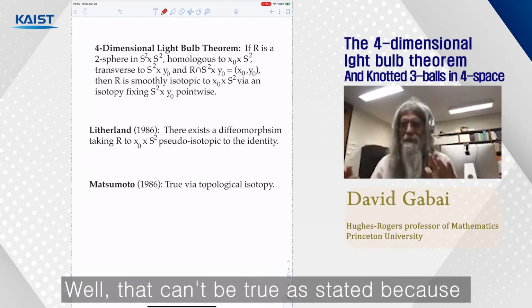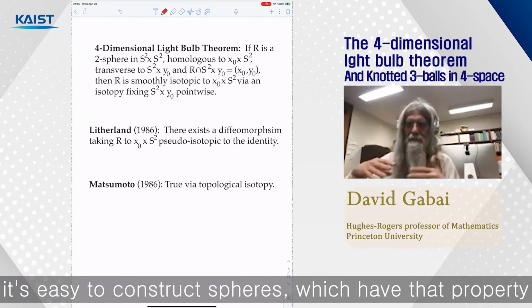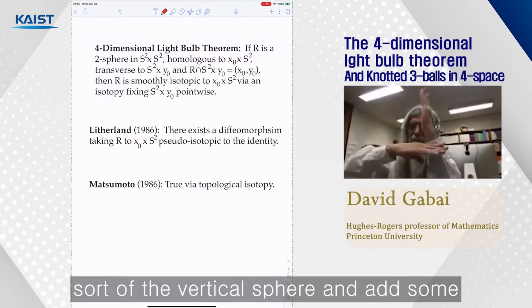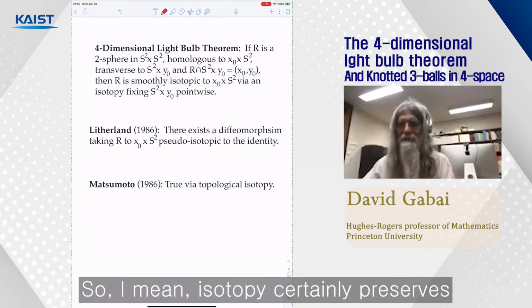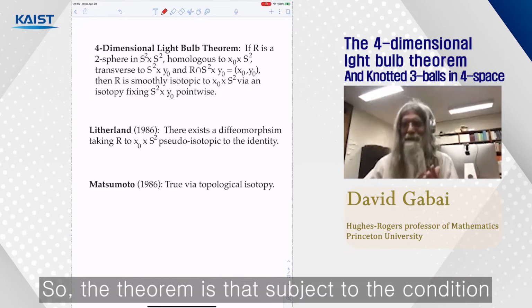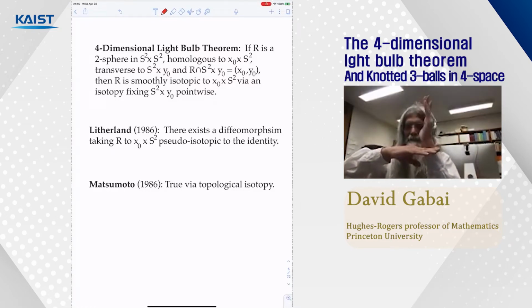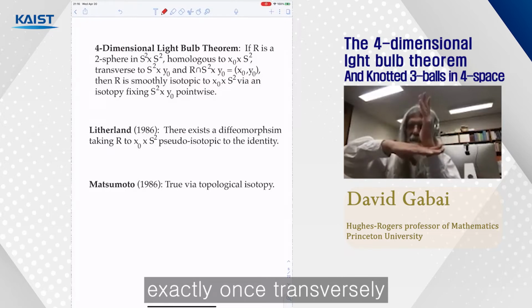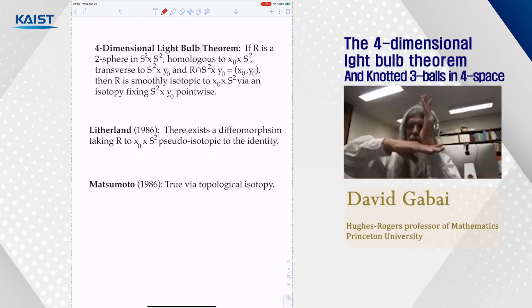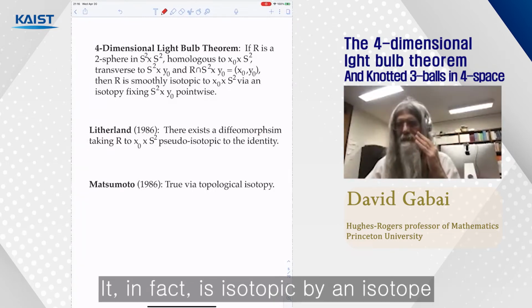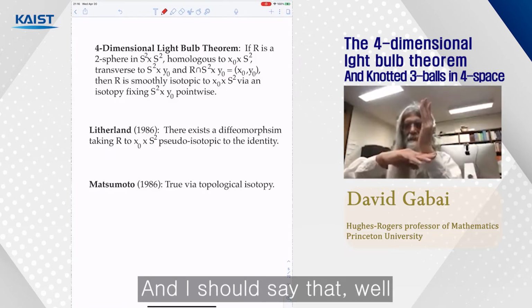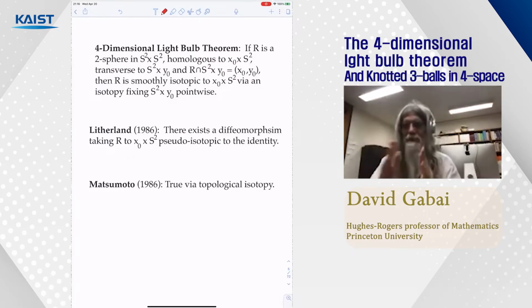Well, that can't be true as stated, because it's easy to construct spheres which have that property that aren't homologous. You could take the vertical sphere and add some number of copies of the horizontal one, and you're changing the homology class. Isotopy certainly preserves the homology class. So the theorem is that if you have a sphere that intersects the horizontal sphere exactly once transversely, and it's homotopic to the vertical one, then in fact it's isotopic by an isotopy fixing the horizontal sphere pointwise. And in fact, if the two spheres coincide in a neighborhood of the horizontal one, you could do the isotopy fixing a neighborhood pointwise.